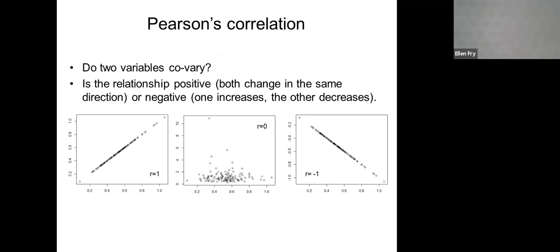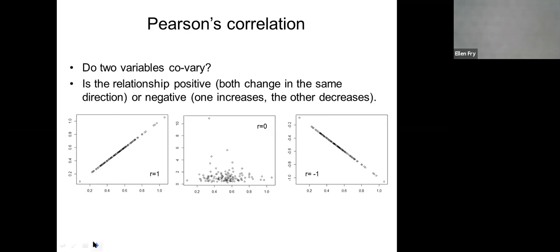Pearson's correlation is looking at whether two variables co-vary, whether they change together. Correlation is a technique that measures the strength of a relationship between two quantitative, continuous variables. The relationship could be positive, where both increase together, or negative, where as one increases, the other decreases. One example could be, does blood pressure change with age? And you might expect to see a positive relationship like we see here on the left.